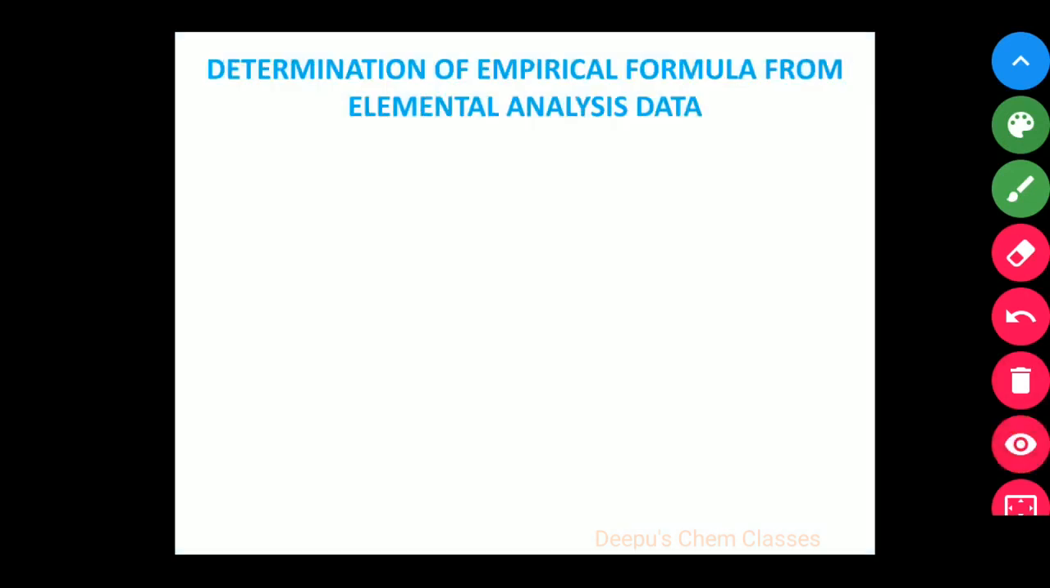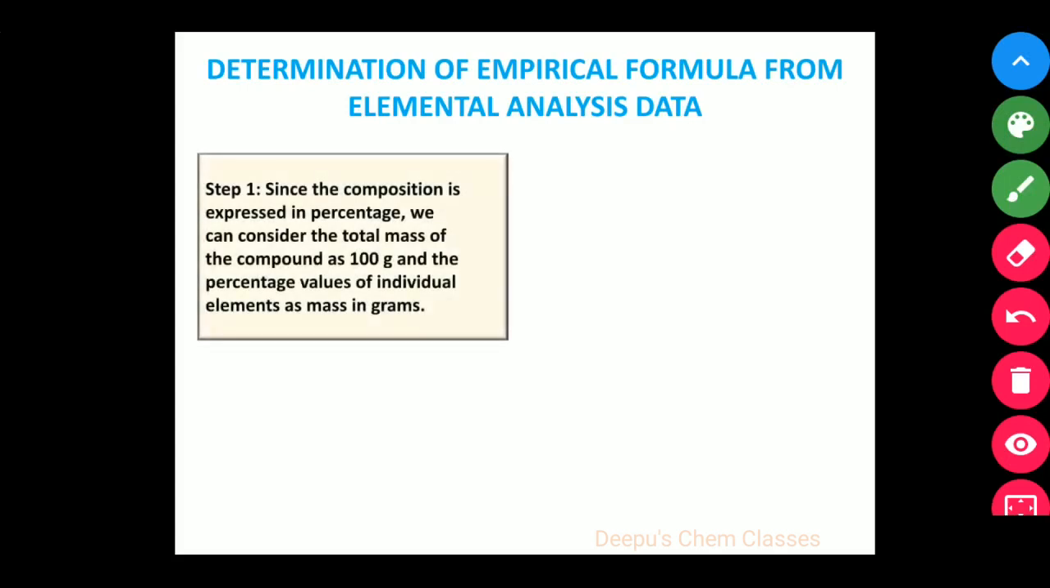Then let us see how you can calculate empirical formula from elemental analysis data. So let us see problems for that. Before that, we should know the rules to be followed while doing the problems. So let us see step 1. We have to indicate the composition of elements present in a compound in terms of mass percentage.